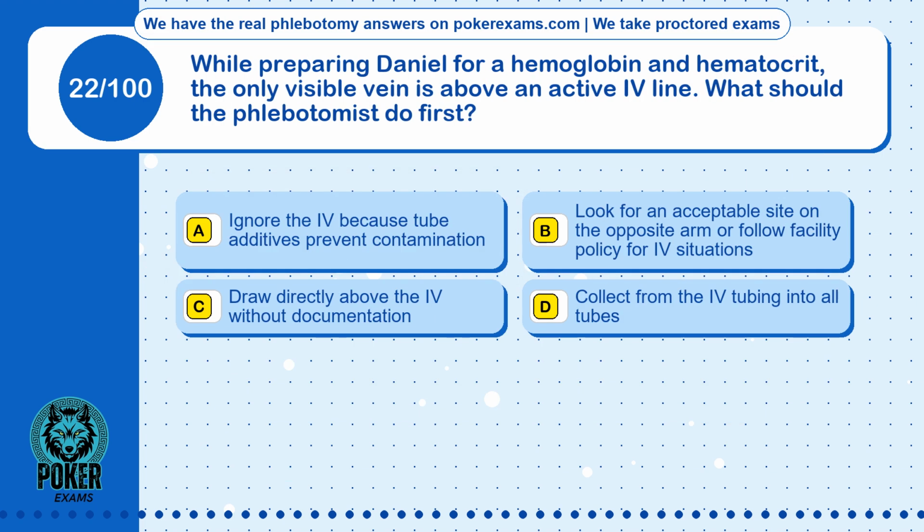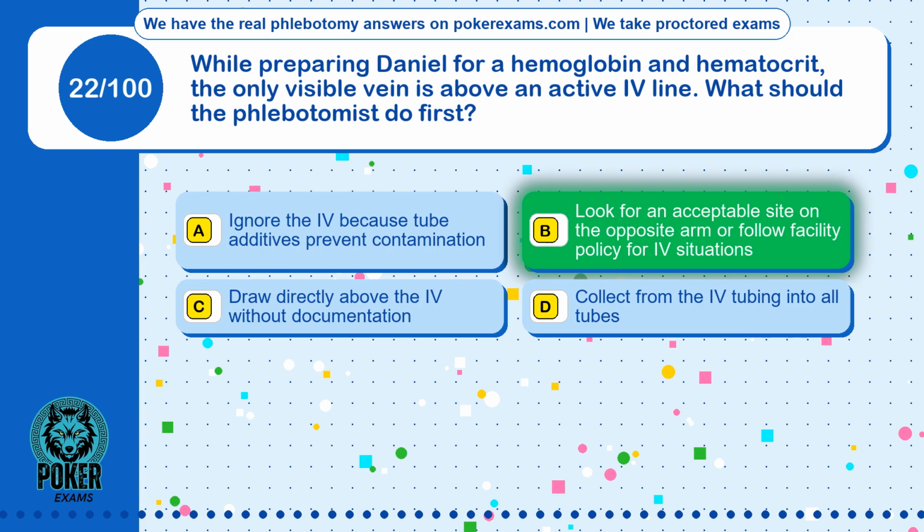Question 22. While preparing Daniel for a hemoglobin and hematocrit, the only visible vein is above an active IV line. What should the phlebotomist do first? Option A. Ignore the IV because tube additives prevent contamination. Option B. Look for an acceptable site on the opposite arm or follow facility policy for IV situations. Option C. Draw directly above the IV without documentation. Option D. Collect from the IV tubing into all tubes. The correct answer is option B.